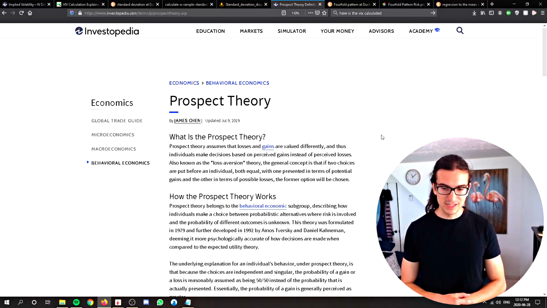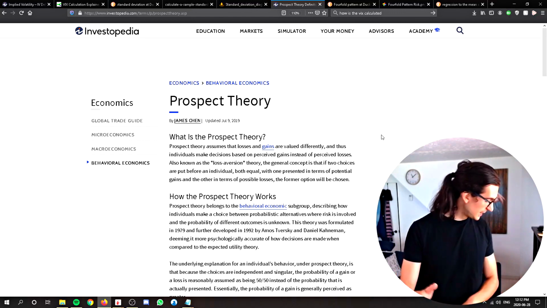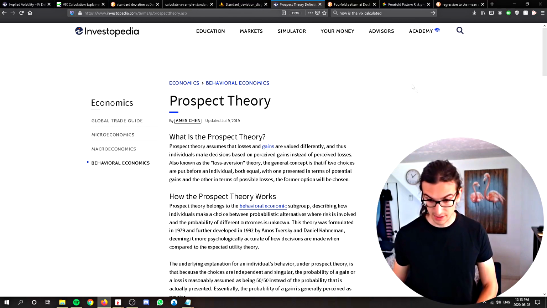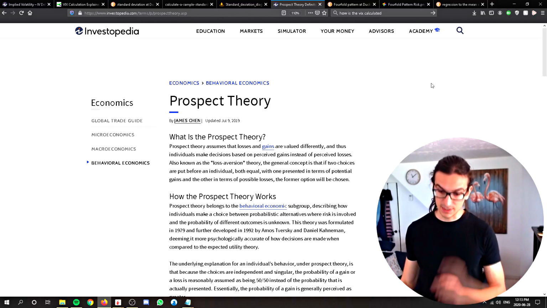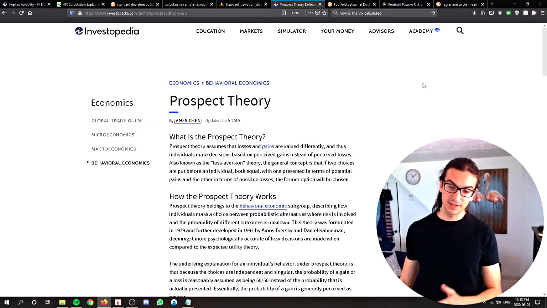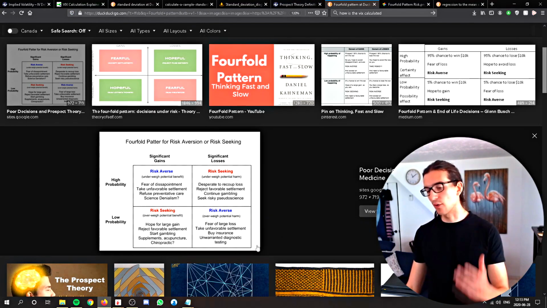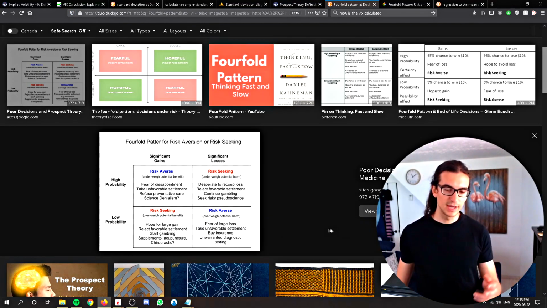Prospect theory was developed by Daniel Kahneman and his partner Amos. They actually won a Nobel Prize in economics for this. This is really something big here, okay? And that's why we need to understand this. I'm trying to put this together as to how this relates to options trading. So the next thing we're gonna move on to is the fourfold pattern. It's basically a graph about how prospect theory tends to work.